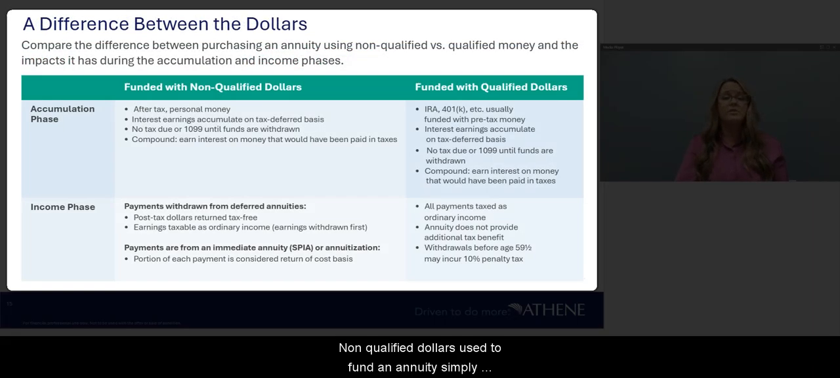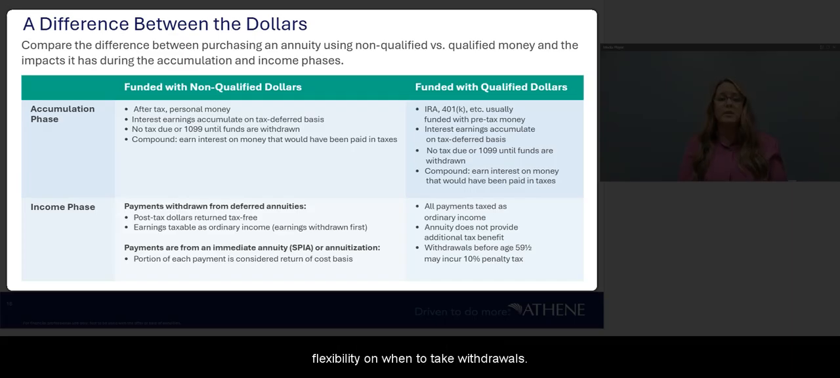Non-qualified dollars used to fund an annuity simply means that the money used to purchase the annuity has already been taxed. Only the interest is taxable when funds are withdrawn. The principal amount, the client's original contribution, is not taxed again. RMDs are also not required, helping give the client more flexibility on when to take withdrawals.